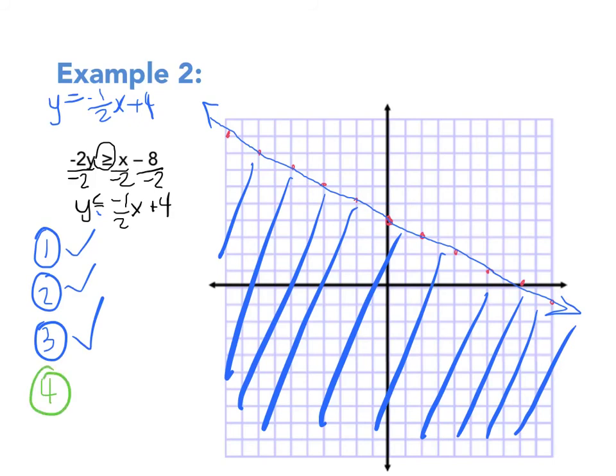So I see 0, 0 is in my solution again. I can use that to check. I'm going to plug in 0, 0 to my, let's do the original equation. So negative 2 times 0 is greater than or equal to 0 minus 8. That's 0 is greater than or equal to negative 8. That is true. That's correct. So we know we graphed correctly because our solution checks out.